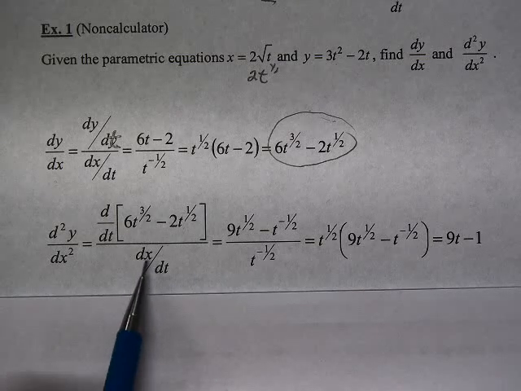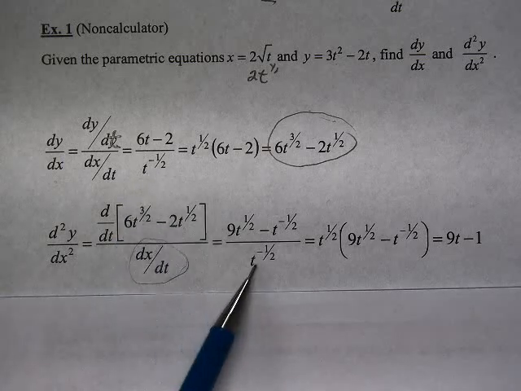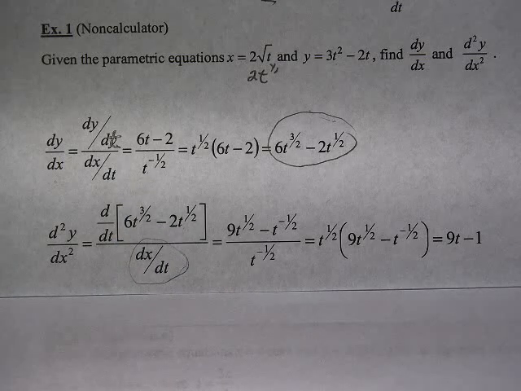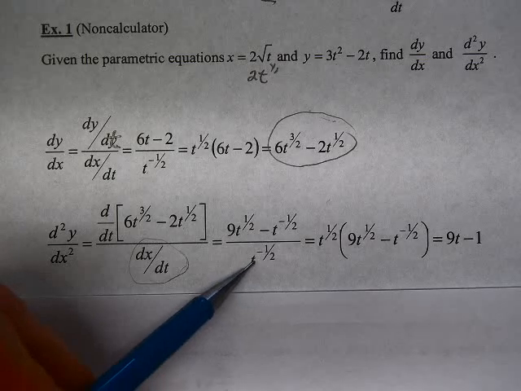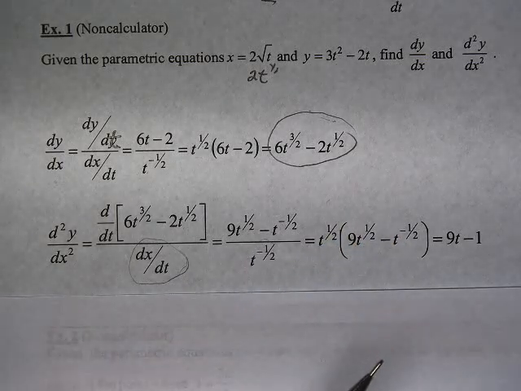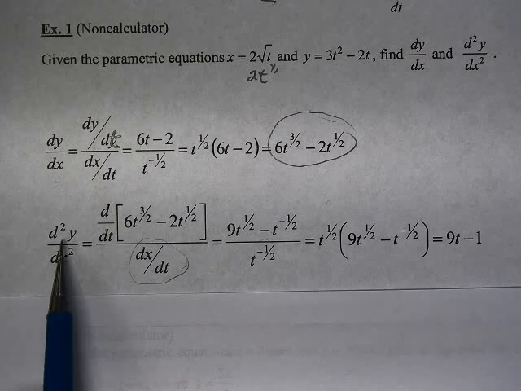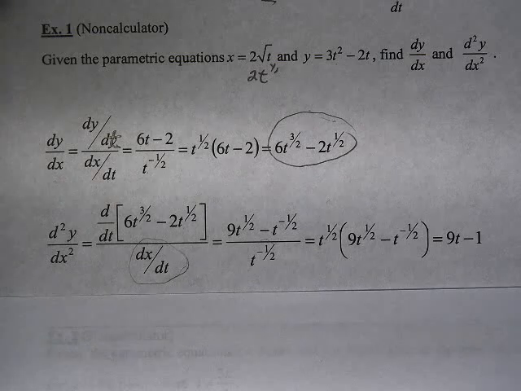And dx dt, this denominator, is the same as it was when we calculated it before, t to the negative 1/2. And then again, I'm going to clean this up, so I bring this t to the negative 1/2 into the numerator, distribute it through, and I get 9t minus 1. So that is the second derivative of y with respect to x.